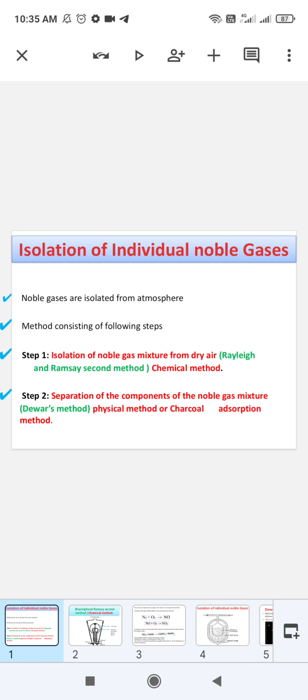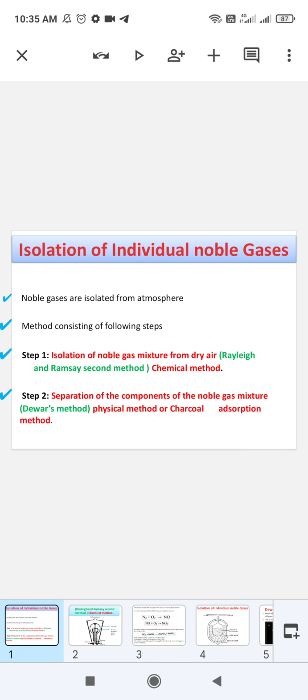Good morning, everybody. Today we will discuss the next topic of the noble gases, that is the isolation of the individual noble gas. In the last class, we discussed the history of the isolation of the noble gases. Next is how we can isolate the noble gases from atmospheric air.